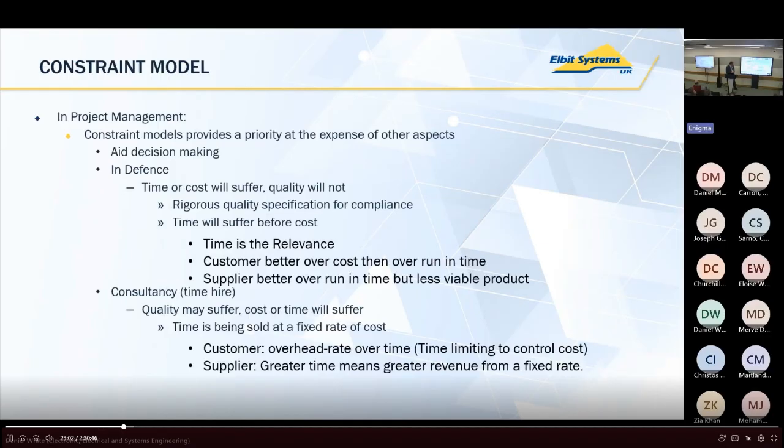So what we want to do is institute a constraint model. Constraint models, often known in project management, just help to aid decision making. So maybe in defense, what we'll find is that quality never suffers, and time and cost might. We all know about programs overrunning, but none of them should go on quality. When it comes to consultancy, it's the opposite way around, or public transport. Quality is the first thing to suffer, and time and cost tend to be coupled and immovable. So that's what we want as a constraint model.